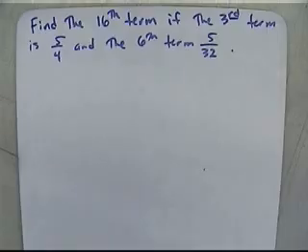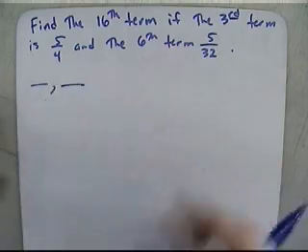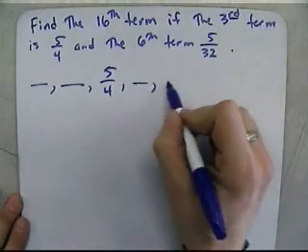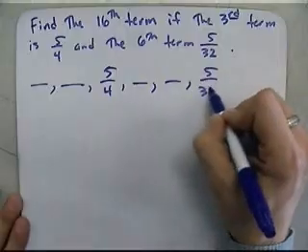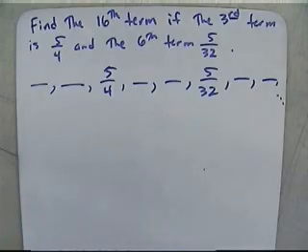Now, today's notes should feel a lot like yesterday's notes. We're pretty much running through the exact same ideas as yesterday, just in a geometric sequence instead of an arithmetic sequence. So it might be a good idea on the first one to write out what these are going to look like. It says the third term is 5/4, so there's my third term. Then we have the 4th, 5th, and the 6th term is 5/32. So on and so forth. So that's essentially our sequence right there.